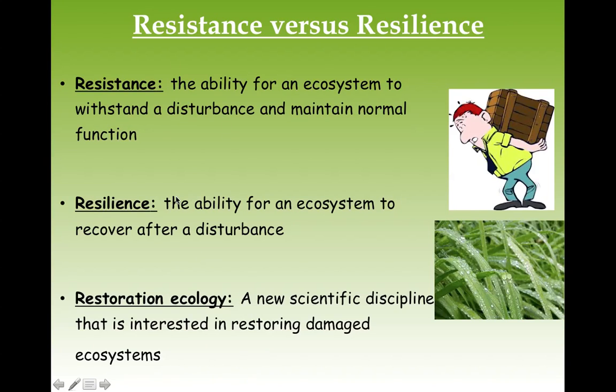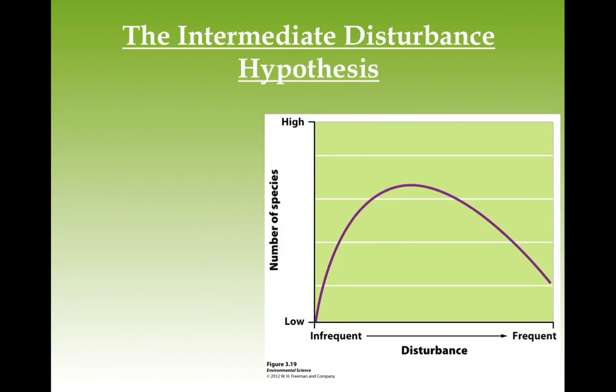And these two terms are important when scientists look into restoration ecology, which is basically a subfield of ecology where scientists go in and try to restore damaged ecosystems, and they look for which species are resilient and which species are resistant. So it's just a new discipline that you should be aware of.